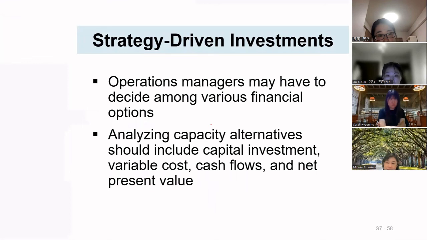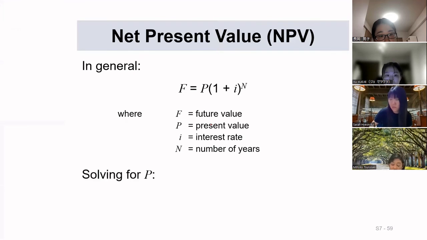So operations managers may have to decide among various financial options, and they have to analyze capacity alternatives. There are many costs. Cash flow analysis, net present value. You see a lot of this in accounting. But any investment will have to... have you seen net present value, future value? You must have seen this before. This is actually in economics, right? So you want to invest, what is the future value and what is your net present value? So you want to make a decision on return on investment, for example, ROI.